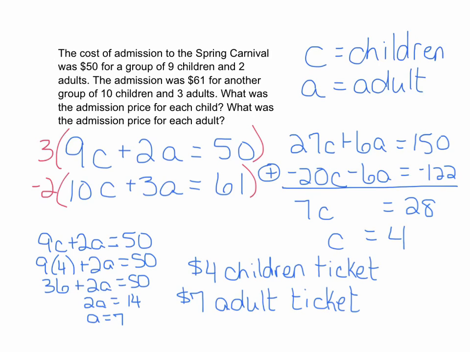Okay, you can see how I solved it. You may have gone about it a little differently, but we still should have gotten the same answer. I should have put up here when I defined my variables, these are ticket prices, okay, because we're wanting to know the price of admission. So I got a child ticket is $4 and an adult ticket is $7. If you didn't get that, see if you can fix your work and get it to work that way.